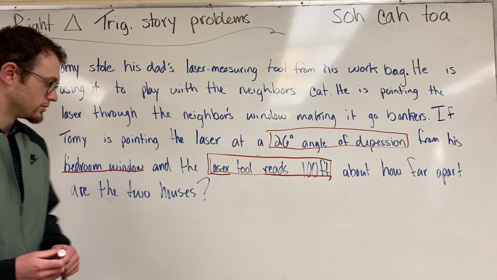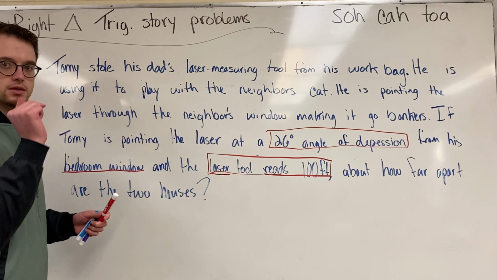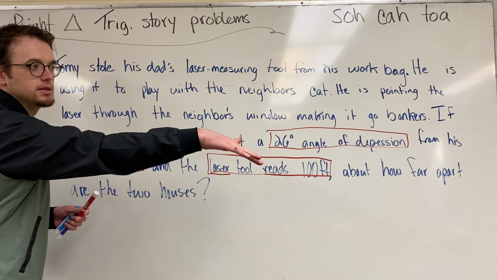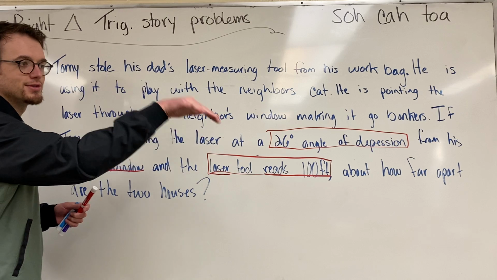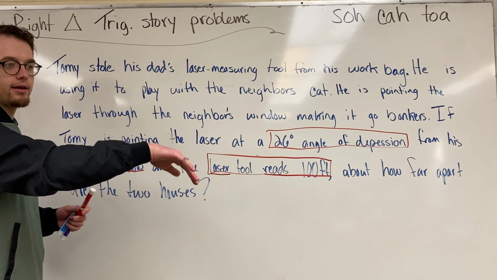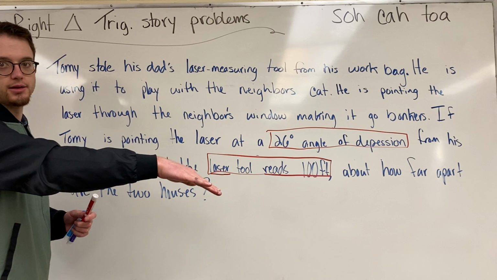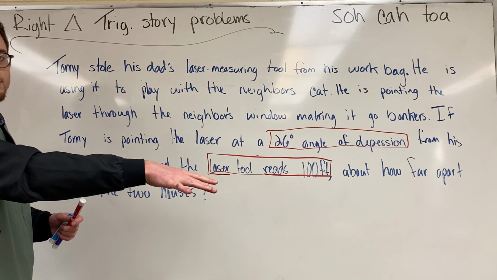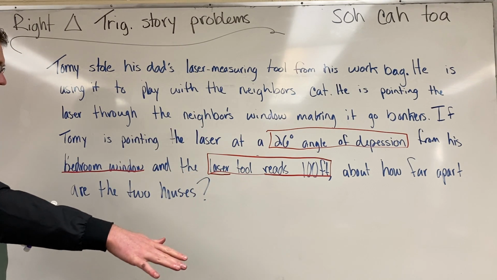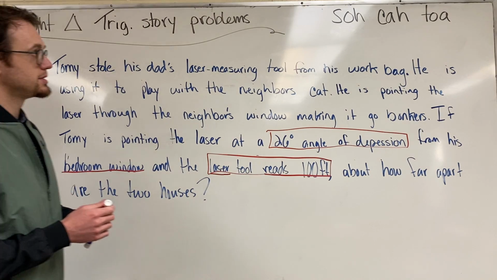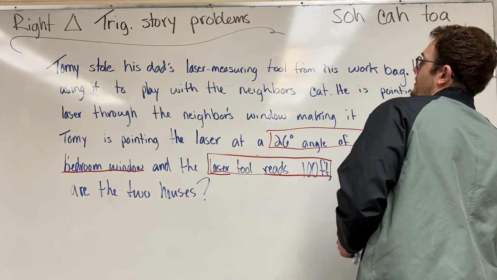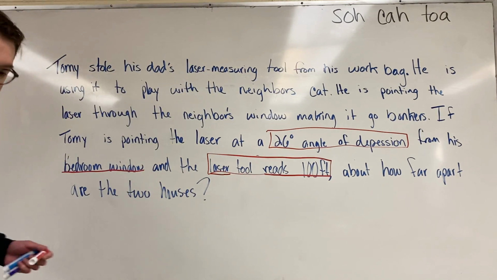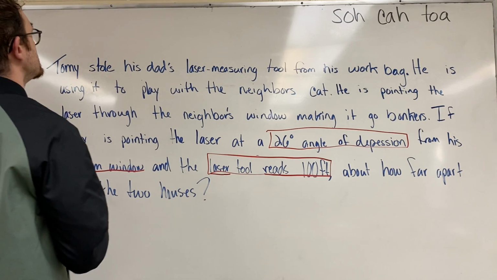So the first thing is, we're talking about Tommy, who's got a laser pointer, who's in his bedroom, and he's pointing the laser into his neighbor's window to make their cat go bonkers, all right? He is being a little sneaky and making the cat go on drapes or run around in their house, whatever. It's chasing a laser, all right? So we have two houses. So that's going to be my situation. So I'm going to create some space up here to draw my situation. I got two houses.